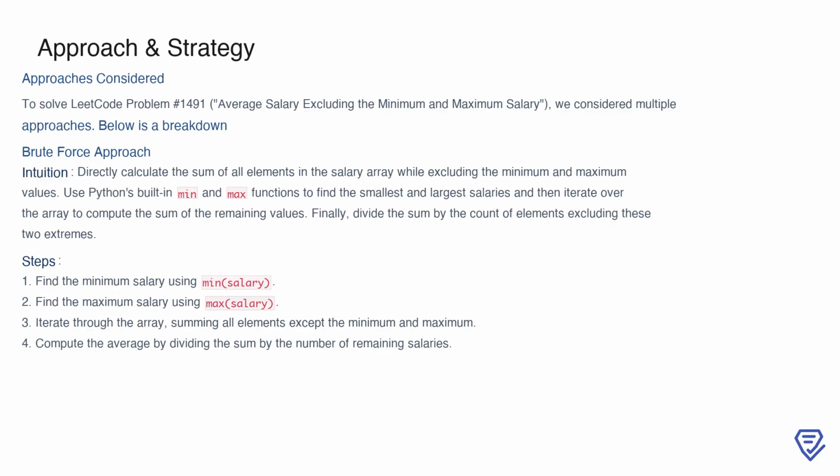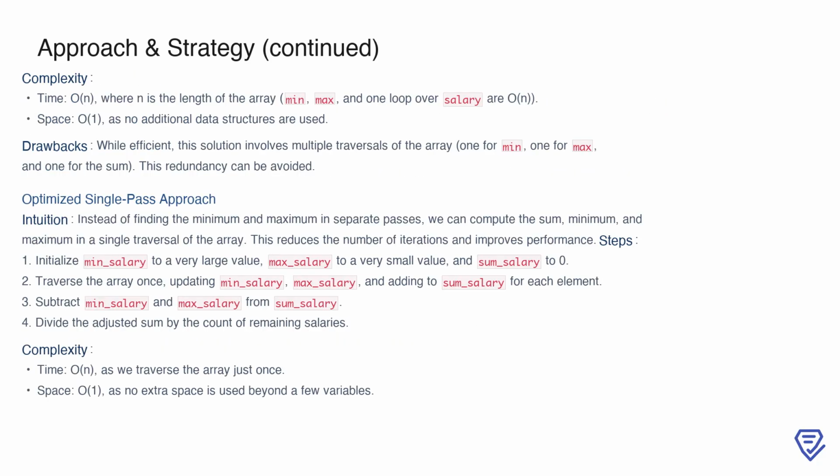in terms of efficiency. Analyzing the complexity of the brute force approach, its time complexity is O(n), because we perform 3 separate traversals of the array, one to find the minimum, another for the maximum, and a final loop to compute the sum of the remaining elements. The space complexity is O(1), as we don't use any additional data structures.